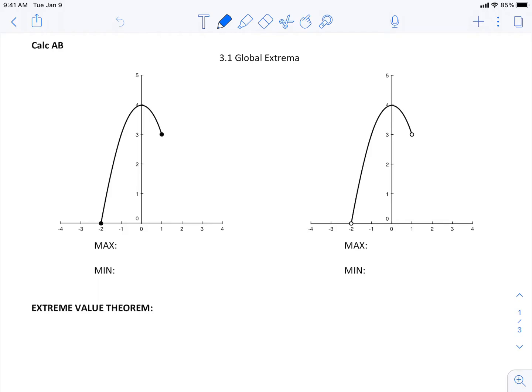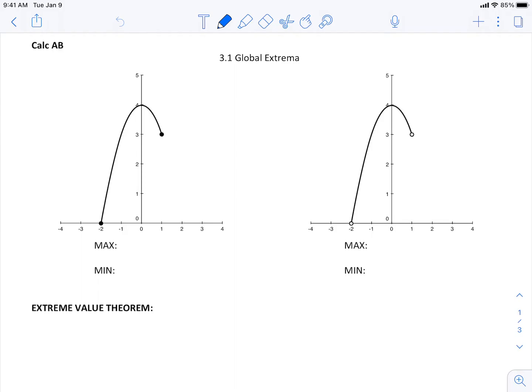You should have the document opened up from Schoology or printed out. Anyway, it's called 3.1 Global Extrema. And the most important thing we'll talk about today is the extreme value theorem.